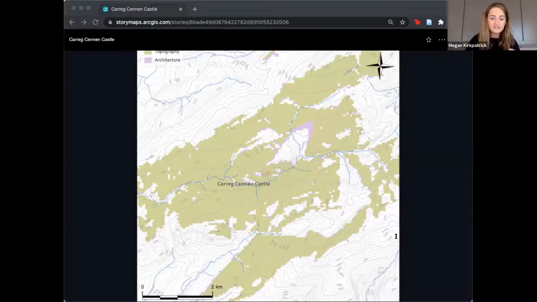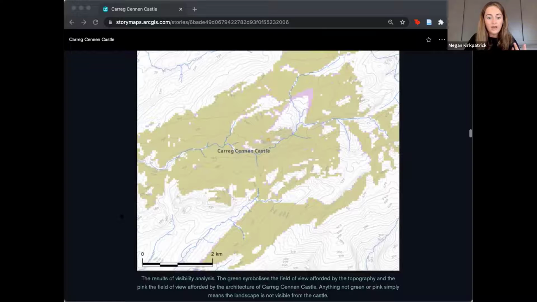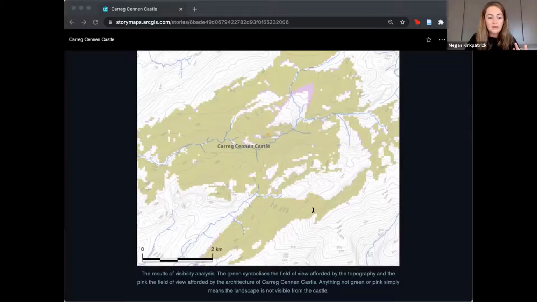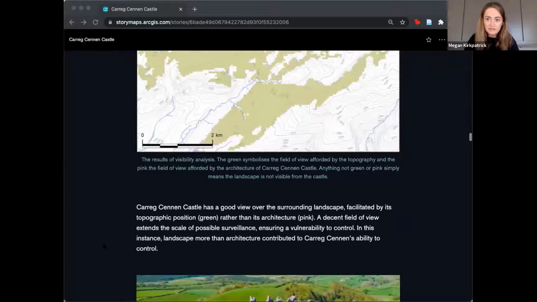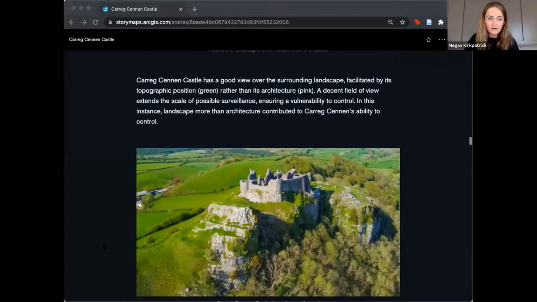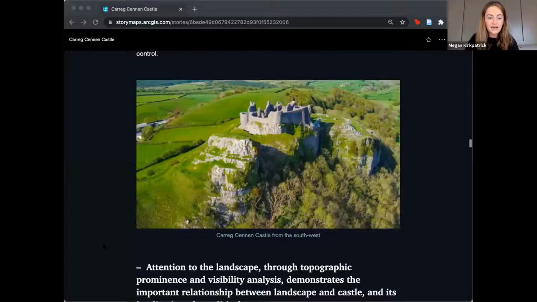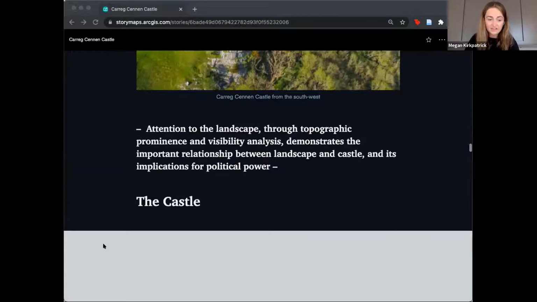So attention to the landscape, both through the topographic and visibility analyses, encourages us to think about how the landscape impacts on the form and the function of the castle, not just on how the castle impacts on the landscape. And this is something that I will be exploring further over the next couple of years. So I then move on to the final section of my tour of Carreg Cennen Castle, which looks at the castle itself and its architecture.